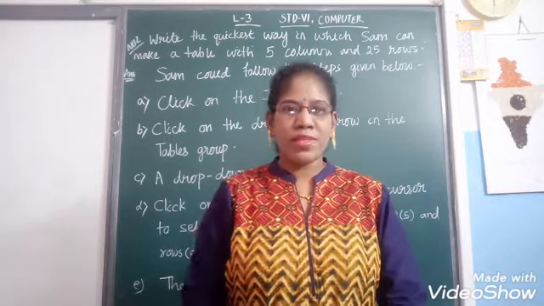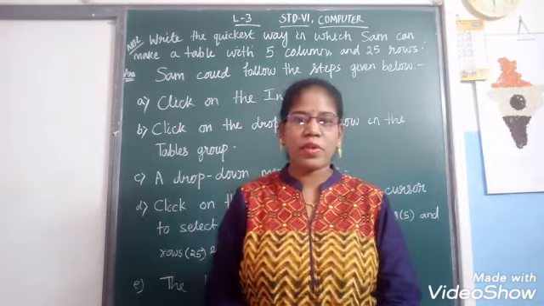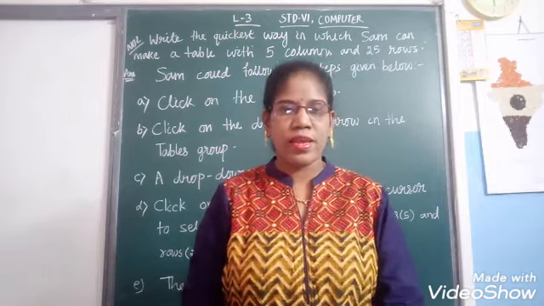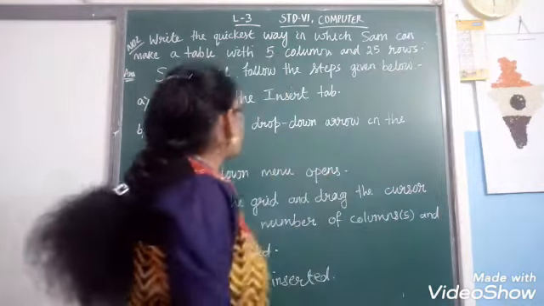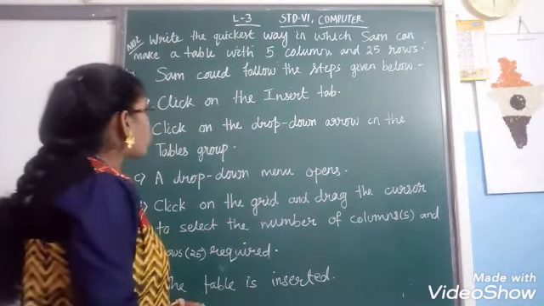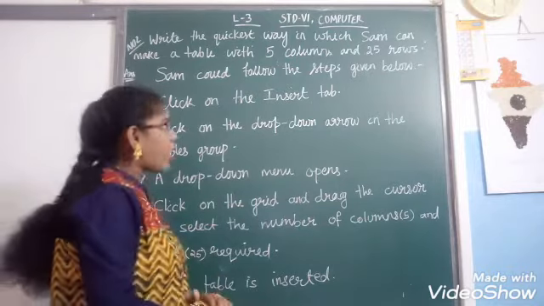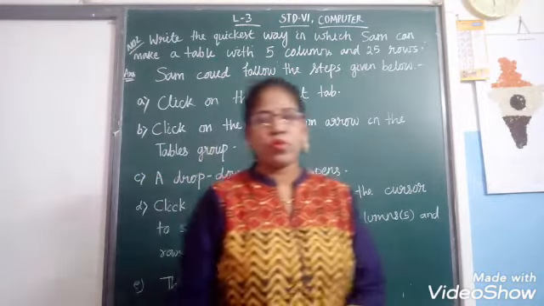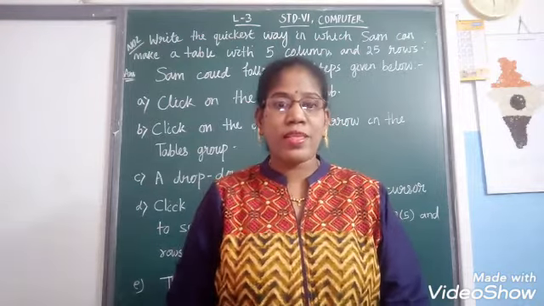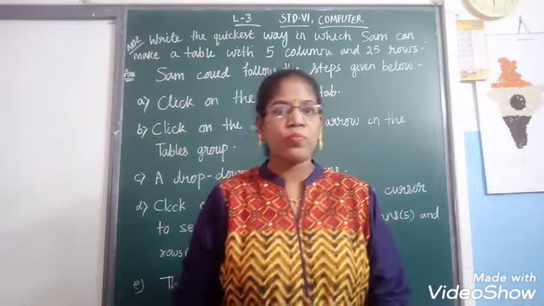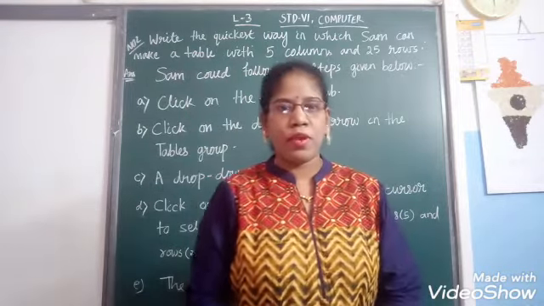Okay, from lesson 3, the first exercise, true and false, we have already completed. Now let us do the second number. In the second, you can see your textbook. The question is, write the quickest way in which Sam can make a table with 5 columns and 25 rows. That means here it is asked, very quickly and in an easy method, how you can make a table of 25 rows and 5 columns.